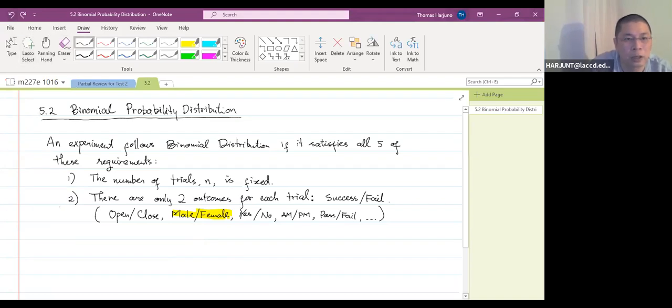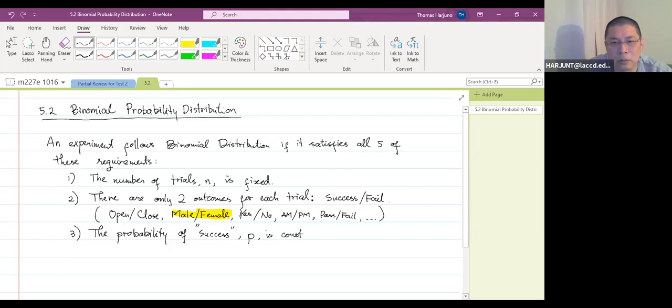Now, that's the third requirement, that each trial has only two outcomes. And then the probability of success, denoted by lowercase p, is constant throughout the experiment.